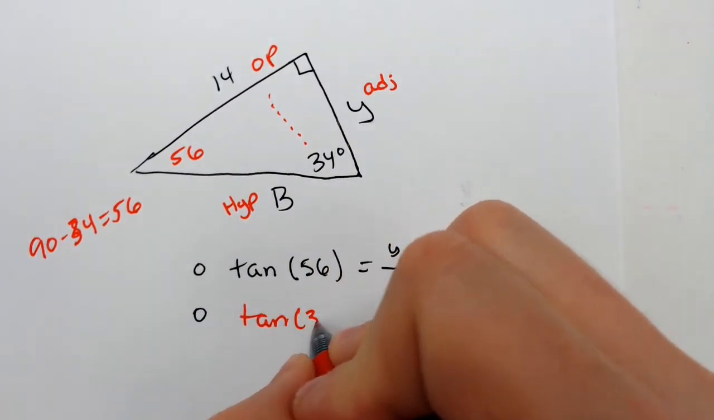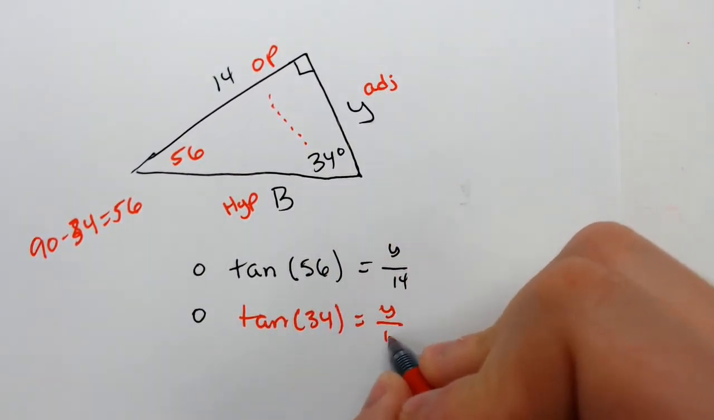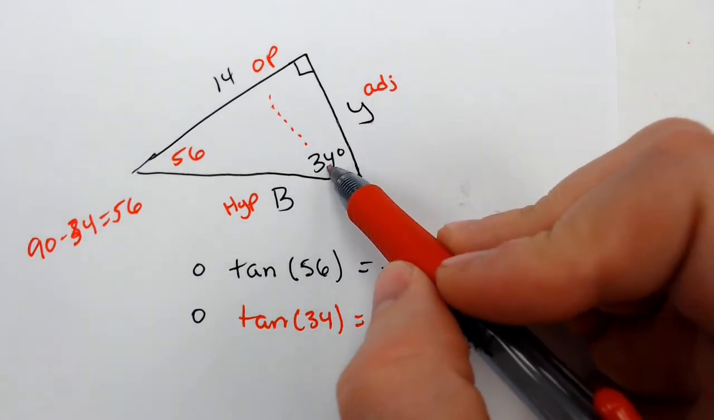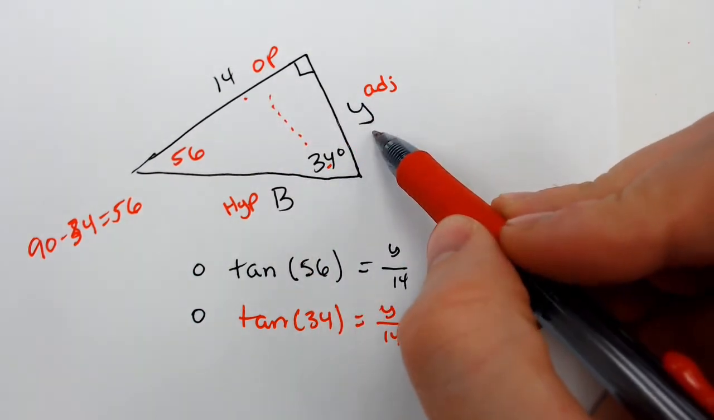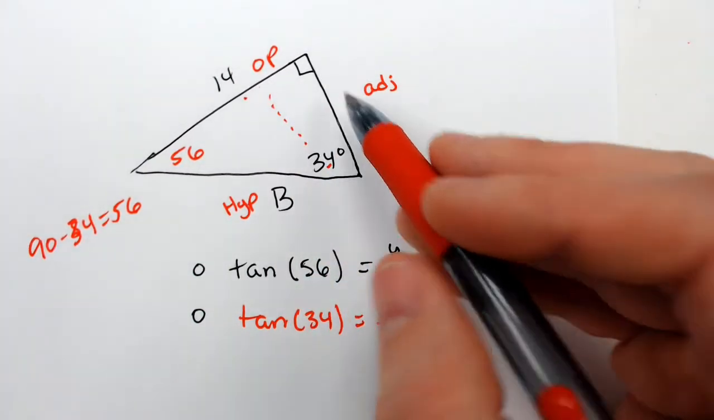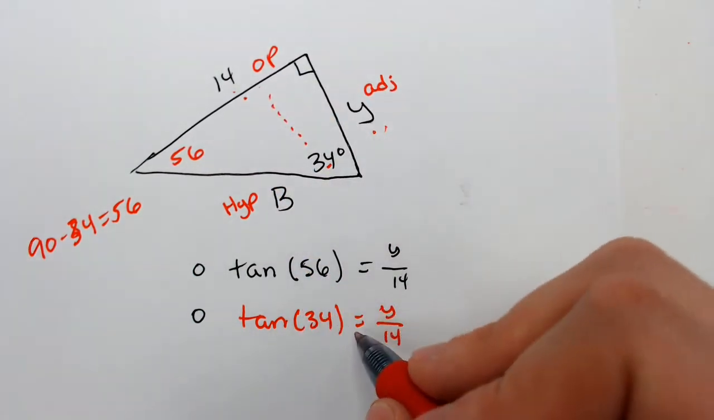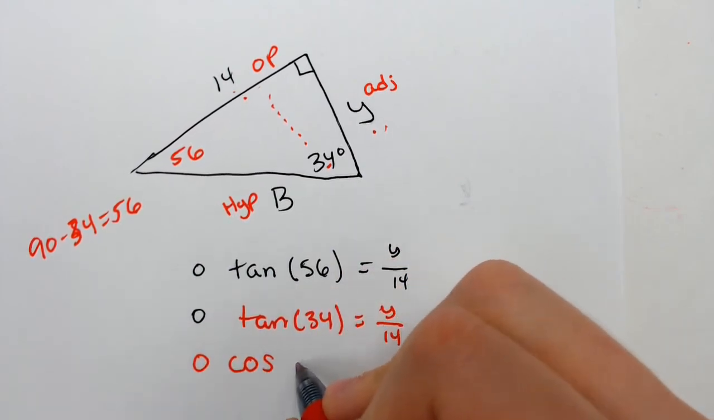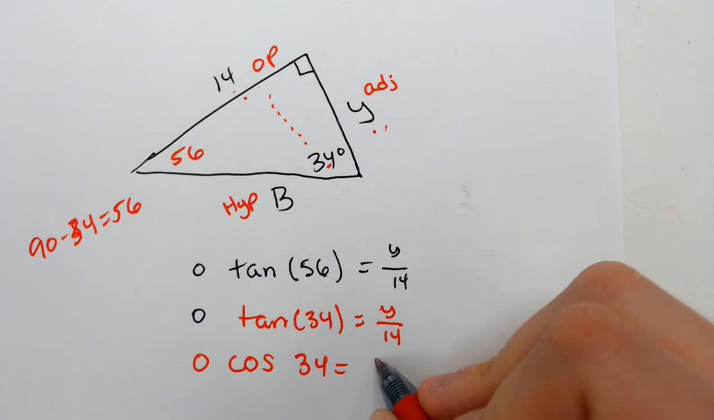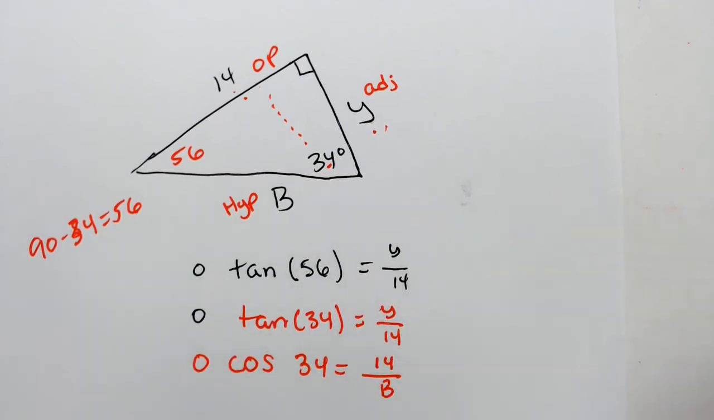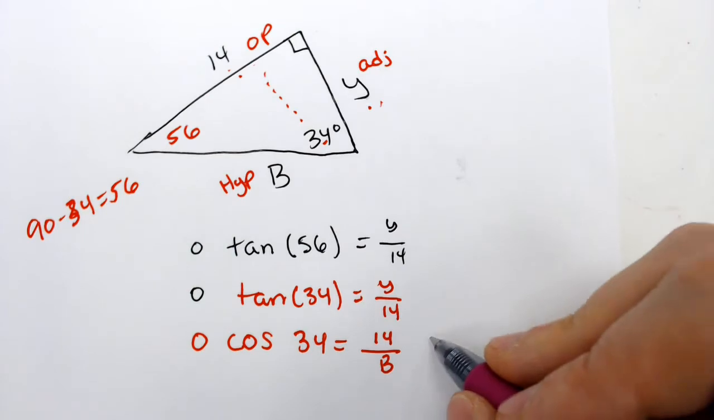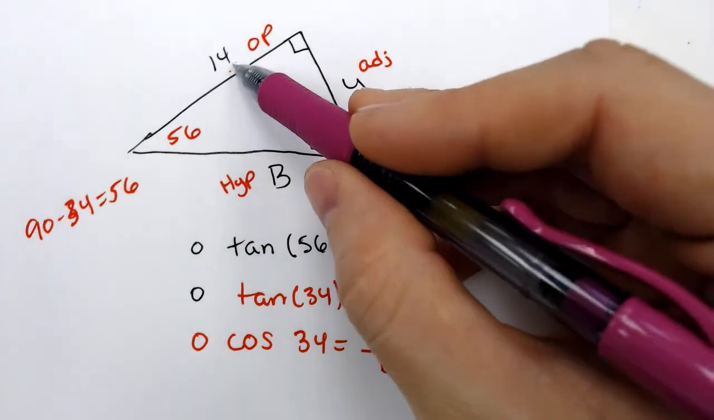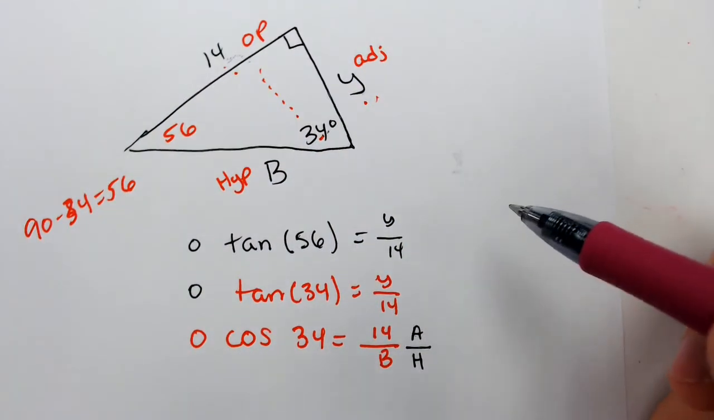What about tan of 34? Is that equal to y over 14? Well, let's see. 34, opposite over adjacent. Well, that's not correct. The opposite over adjacent should have meant that we had 14 over y. That's not what they wrote here. That's not it. What about if we had cosine of 34 is equal to 14 over b? Is that true? Well, cosine is adjacent over hypotenuse. Is this adjacent? 14 is not. 14 is the opposite. So this is also not true.